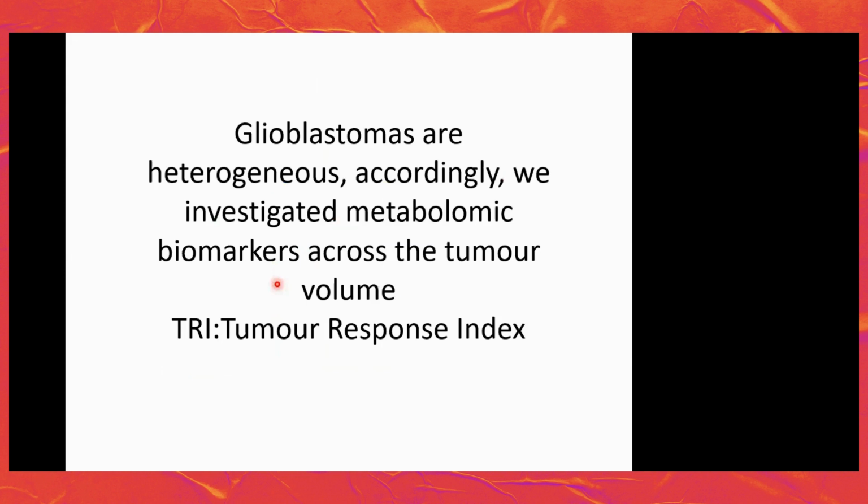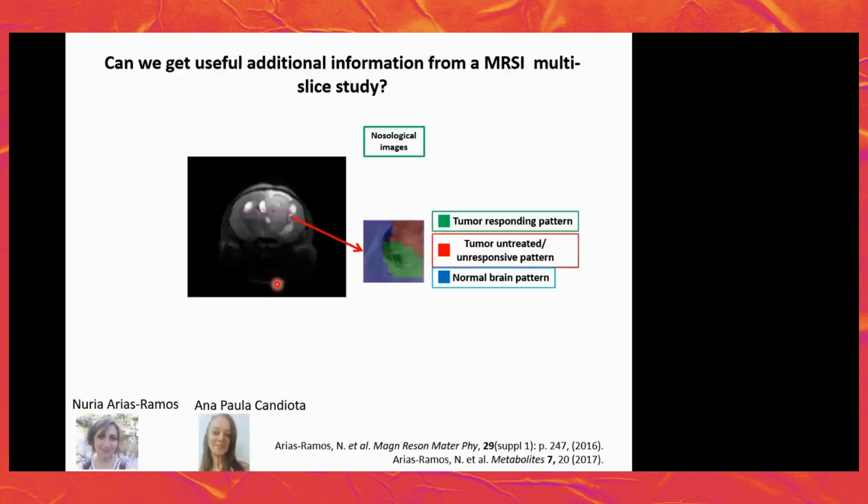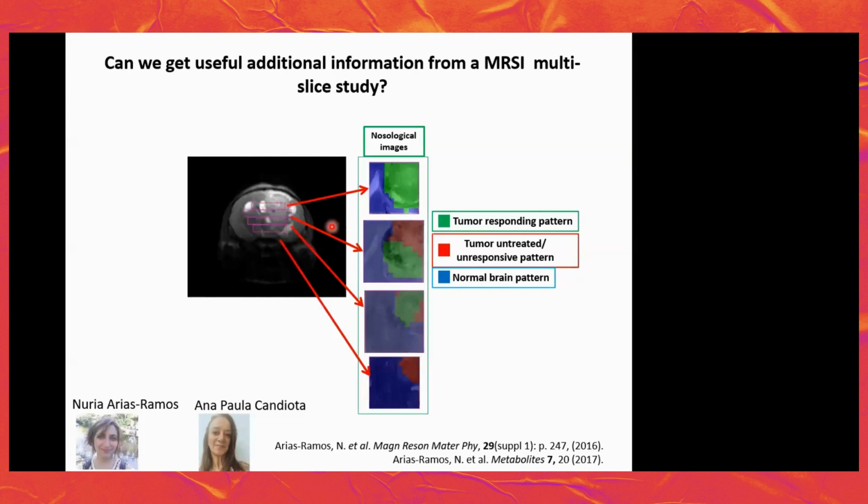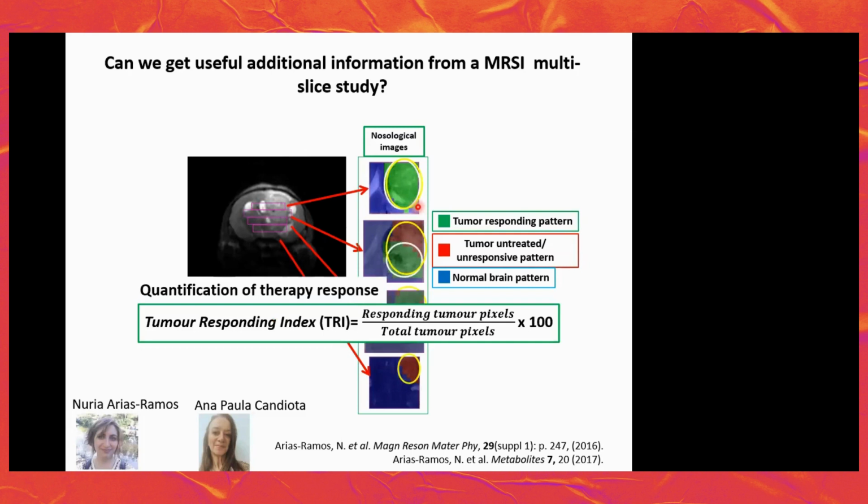But then we know glioblastomas are heterogeneous. And then perhaps we said, well, these were single slice studies for the MRSI. What would happen if we try to look at the whole volume? This was work by Nuria Arias Ramos in her PhD, supervised by Ana Paula Candiota. This was the initial set of studies, the middle slice, but then we moved to increasing the number of slices between 3 and 4, color coding in the usual way, and then we devised a kind of quantitative index, the TRI, the tumor responding index, simply dividing how many responding tumor pixels, green, with respect to total tumor pixels, green plus red. And the assumption was clear: the higher the TRI, the higher the therapy response.